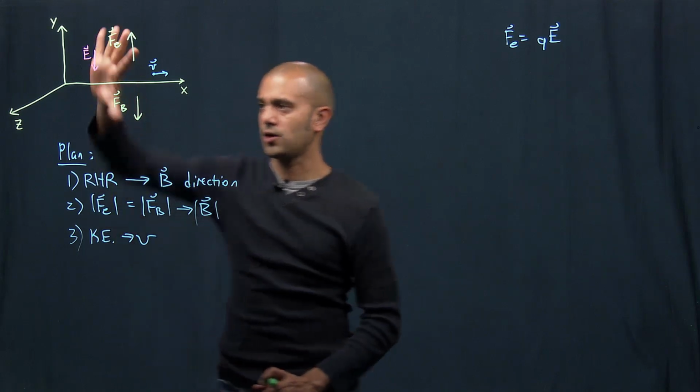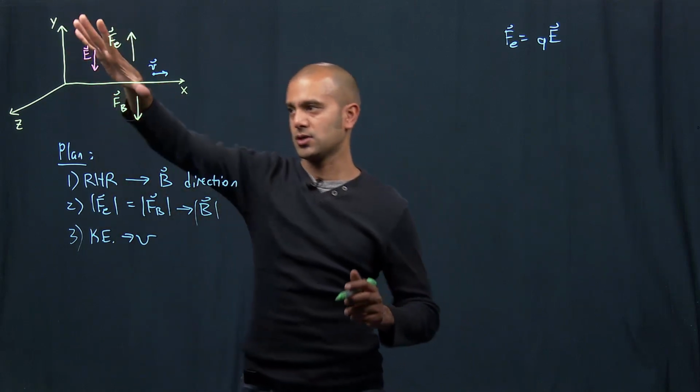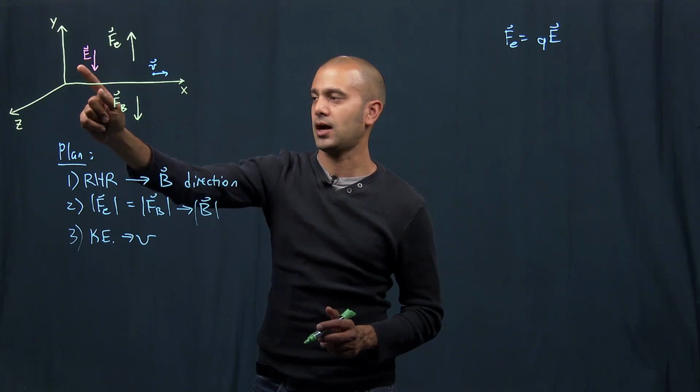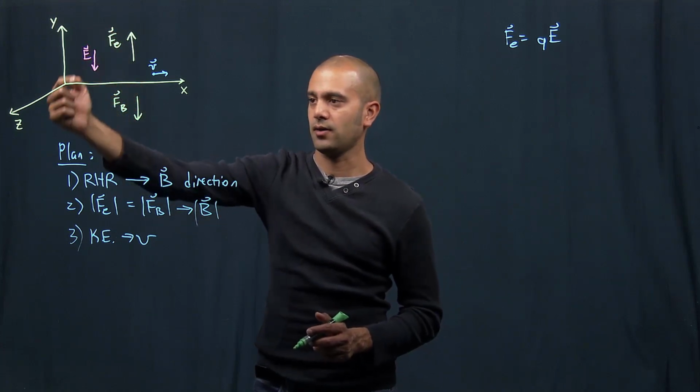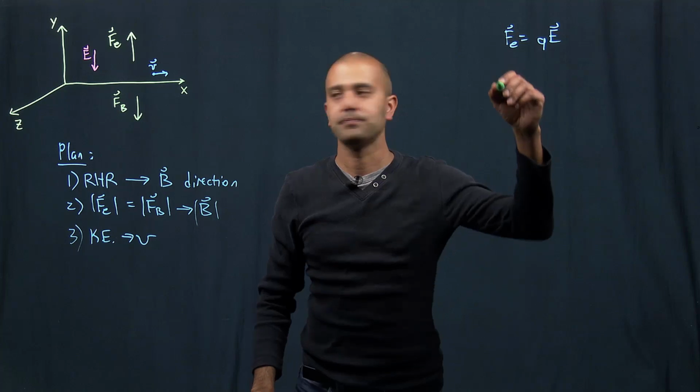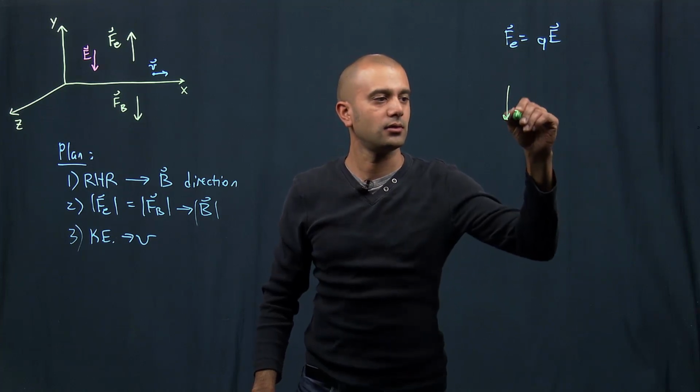Let me just draw this picture from a top-down view. So what I'm going to do is rotate this so that the y-axis comes out of the screen, the z points down, and the x goes in the rightward direction. So that'll look like this.